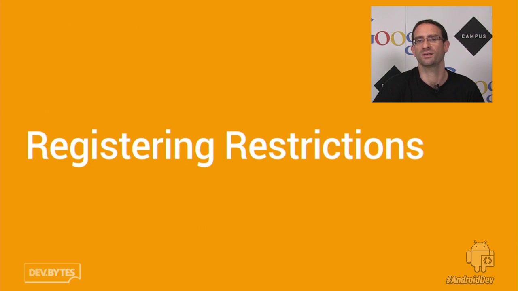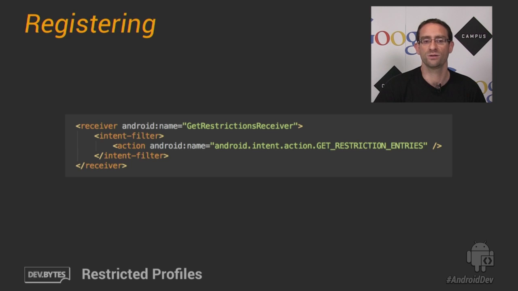Application restrictions are managed under the device user settings, so when you create a new restricted profile, you'll see a list of all the applications and you can choose which ones are available. And your application will automatically appear in this list. But if you have specific settings, you're going to want to let the platform know about them. So how do you do that?